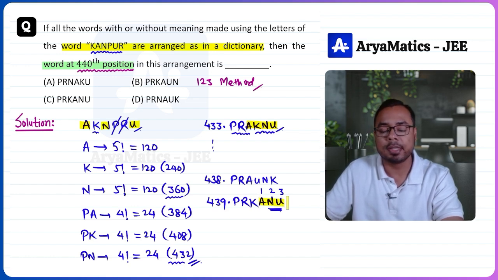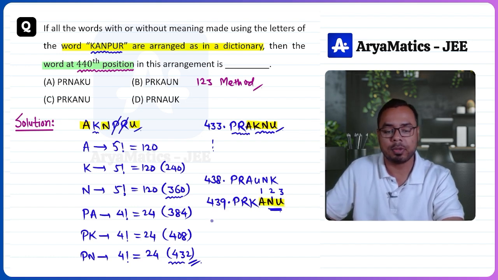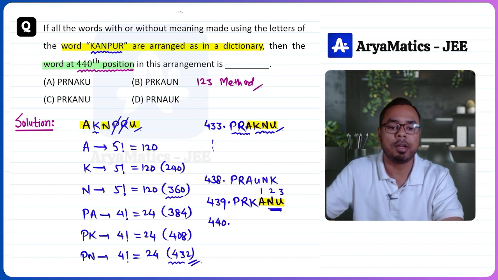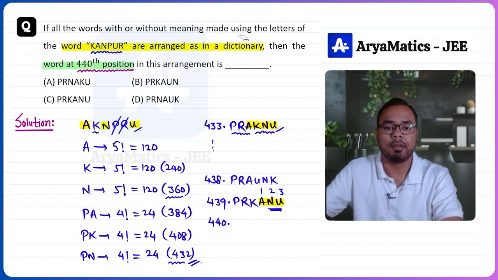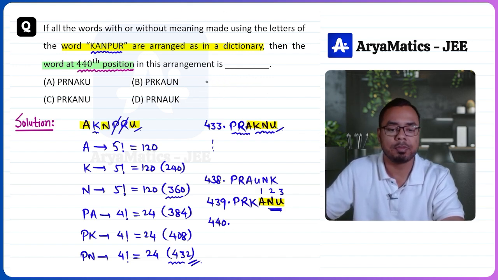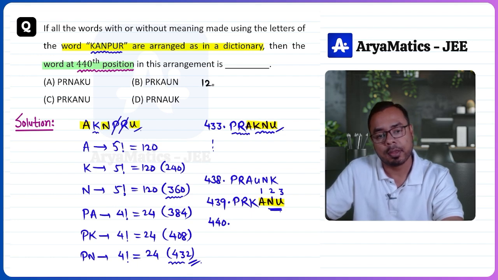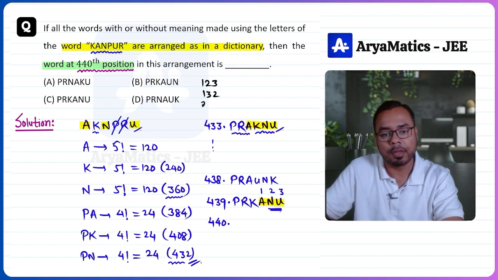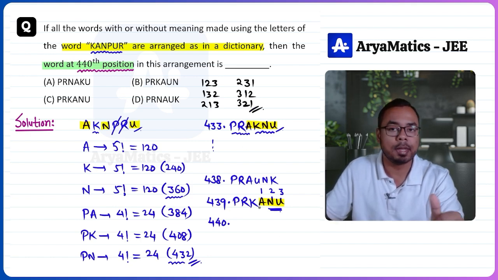Now, by arranging these 3 letters, you can create another 6 words. So the first one is 1, 2, 3. Next one will be 1, 3, 2. If I have these 3 numbers, 1, 2, 3, the smallest number will be 123, the next smallest will be 132, then you have 213, then 231, then 312 and then 321. So the next 6 words will be in this order.